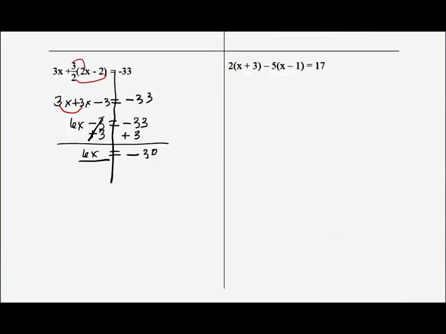Divide both sides by 6. My 6's cancel out. So that will give me x equals negative 30 divided by 6 will give me a negative 5. So my answer is just x equals -5.